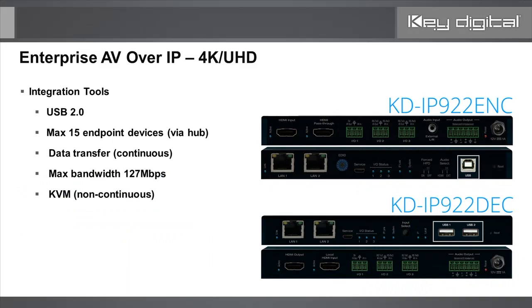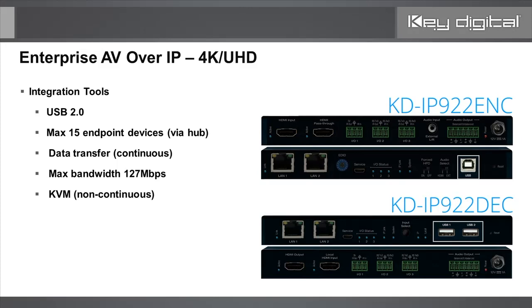The IP922 encoder has a USB-B port, and the decoder has 2 USB-A connectors. So it supports USB 2.0 specification, so you could use this for data transfer or even USB cameras, continuous or non-continuous data. You can connect it to a USB hub to have a maximum of 15 endpoint devices.